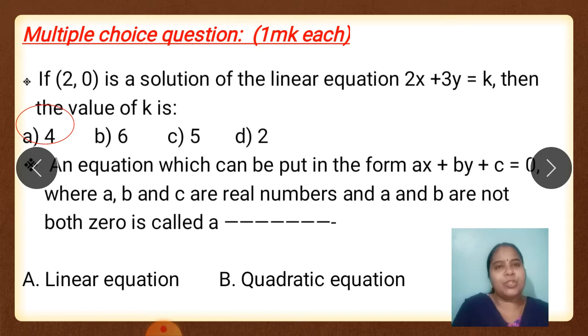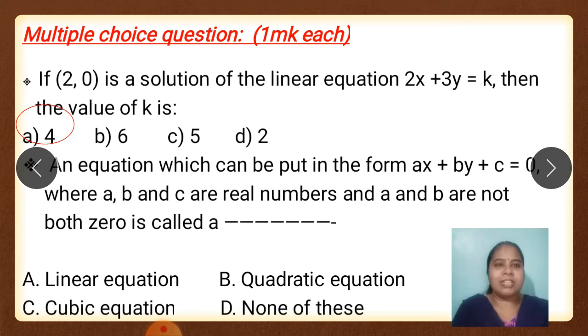These are multiple choice questions of 1 mark. Look at the second one. An equation which can be put in the form of ax plus by plus c is equal to 0, where a, b, c are real numbers and a and b are not both 0, is called a dash. a and b should not both be equal to 0. What is it called? Is it a linear equation or quadratic equation? I hope 100% of students must have guessed it by now.